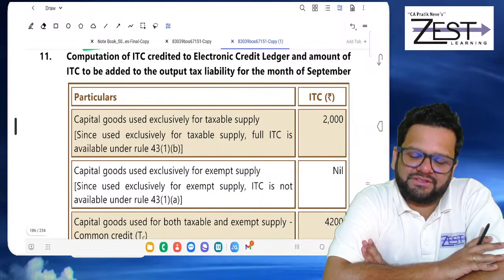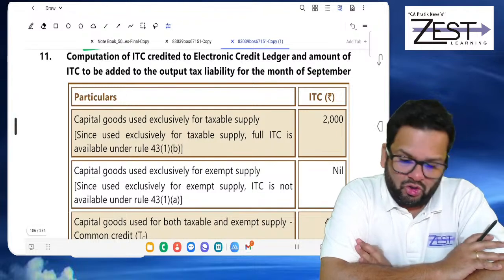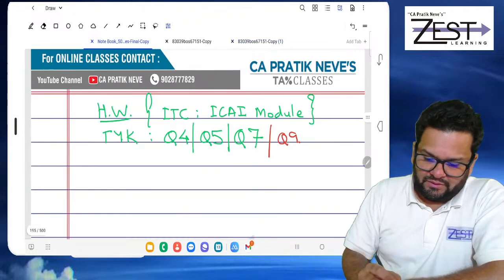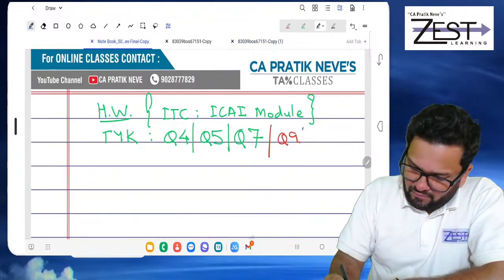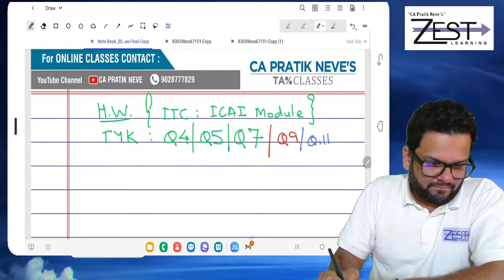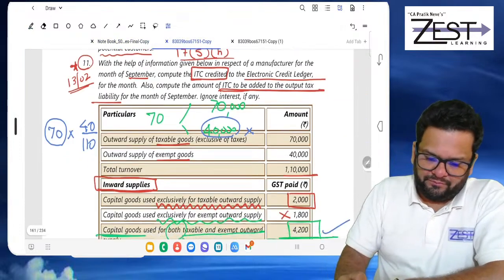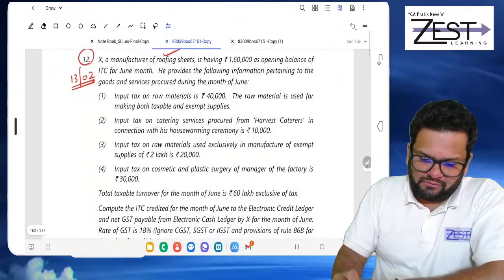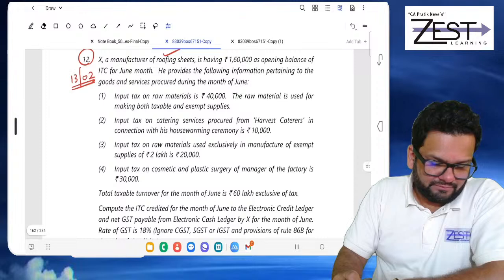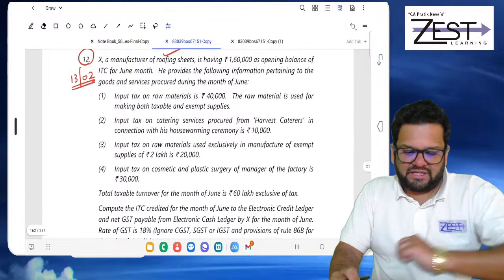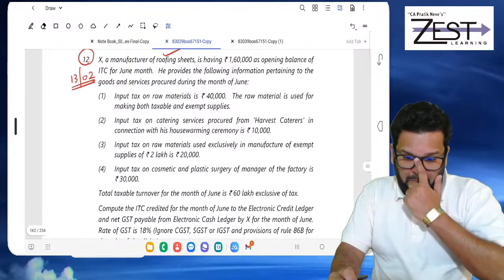We have discussed this in detail. Homework, wonderful. So it is your question number 11. Going ahead, 12th question. Can we start with the 12th question?